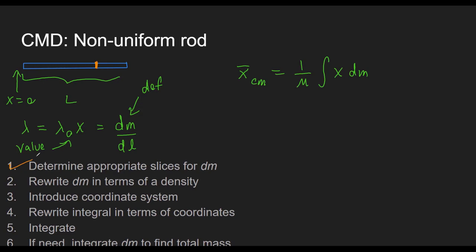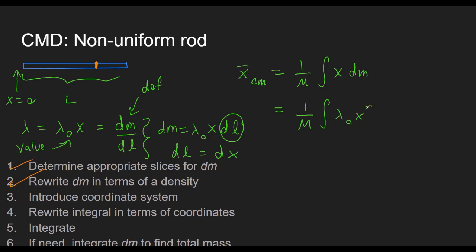And rewriting dm in terms of a density, in a sense, this is easier this time because we've directly been given the density. And so we can write that dm is equal to lambda naught x dl. Finally, in terms of our coordinate system, notice that dl represents motion along an arc, a section of arc length. This is a very generalized coordinate, but in terms of our x-coordinate, notice that our rod is aligned completely along the x-axis, so that dl, moving along our rod a little bit, is equal to moving along the x-axis a little bit. dl equals dx. And so with that, our integral becomes 1 over m integral lambda naught x squared dx.